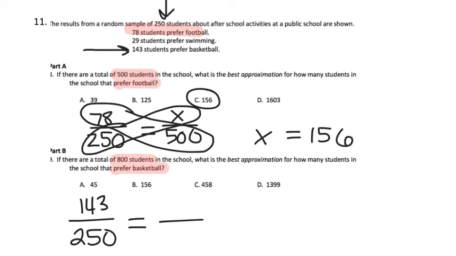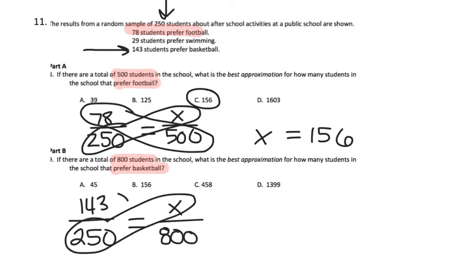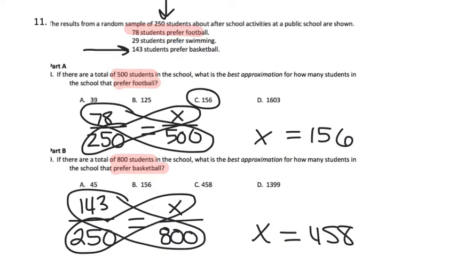They want to know how many will choose basketball out of 800. We do not know, but we do know how many was surveyed. And again, we'll use that butterfly method to solve for x. And if you did your math correctly, you should come out with x is equal to 458.